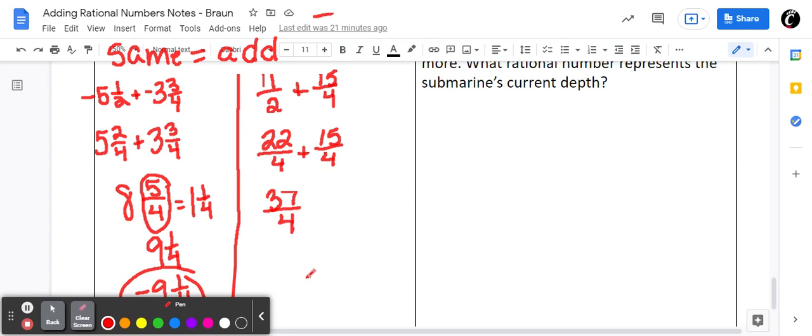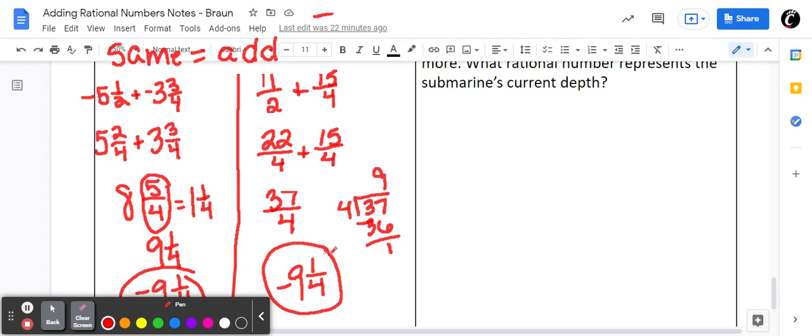And then I just want to convert that back to a mixed number. So I need to know how many times 4 goes into 37. It goes in 9 times with a remainder of 1, which means my answer is going to be 9 and 1/4. And again, we want to make that negative because both of my starting numbers were negative and the number with the larger numerical value is negative. So we get the same answer, negative 9 and 1/4.